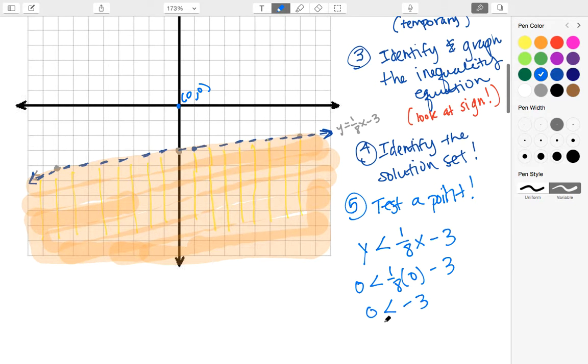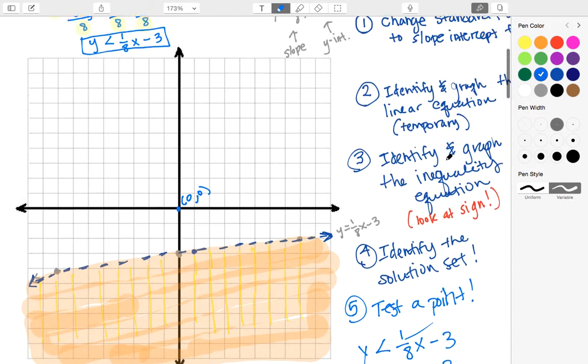Is this true? Is 0 less than negative 3? No, that's false. So that's my clue to say, oh yeah, I did test this right. I didn't shade on the other side because if I shaded on the other side, I'm saying 0, 0 could be a solution and it's not, right? So that's one way you can test a point and check, okay?